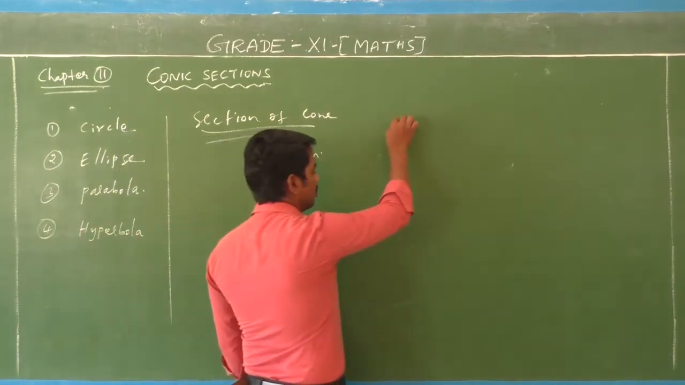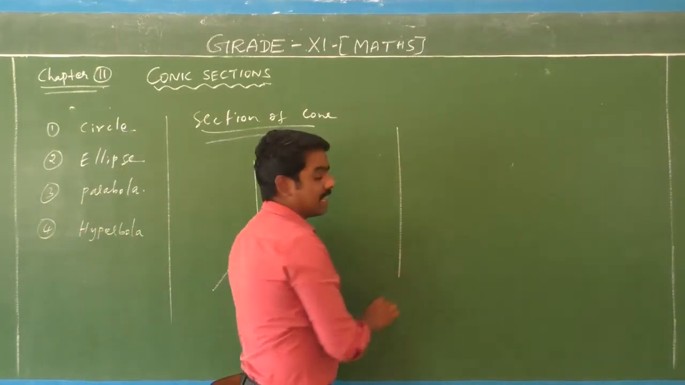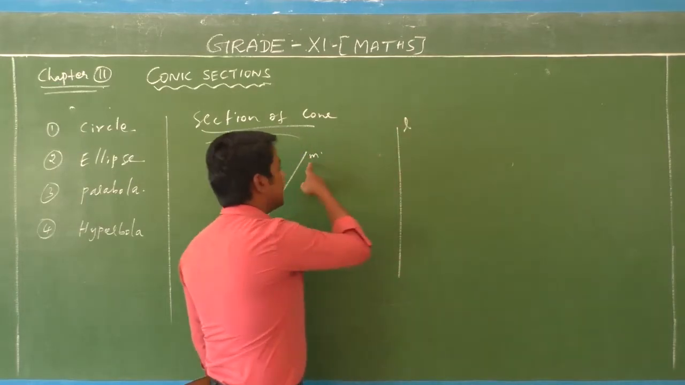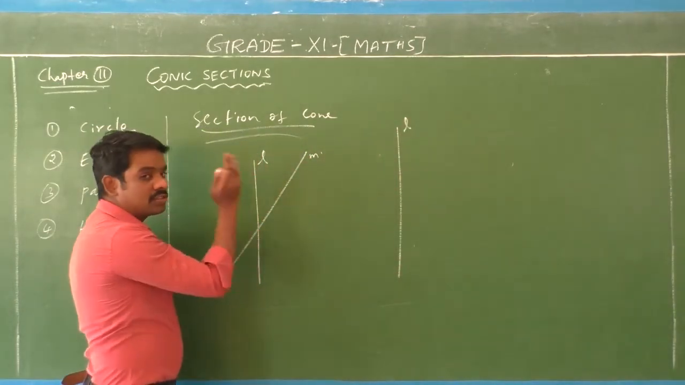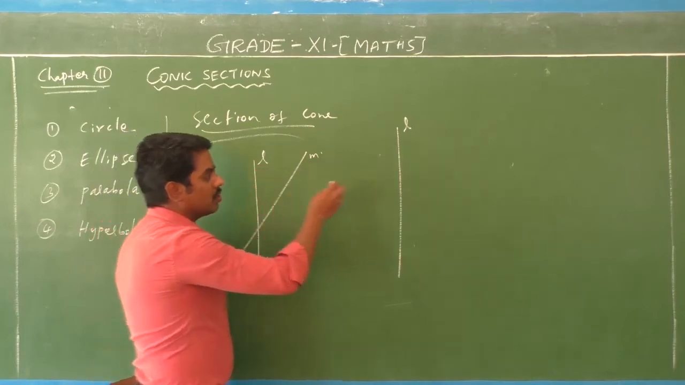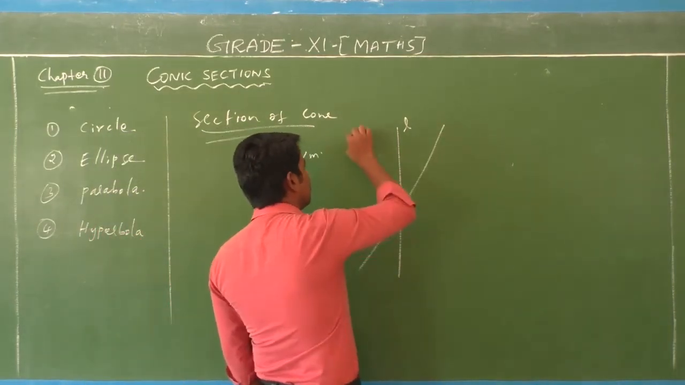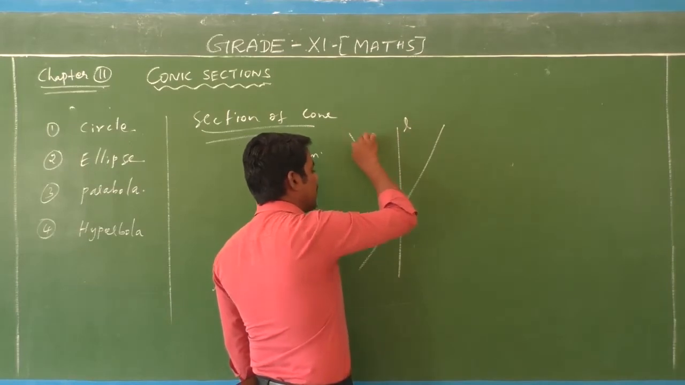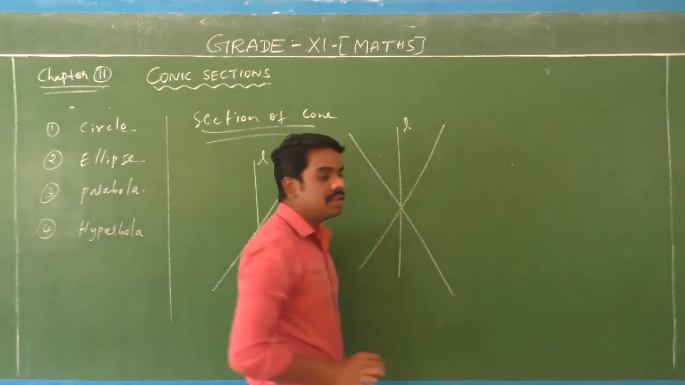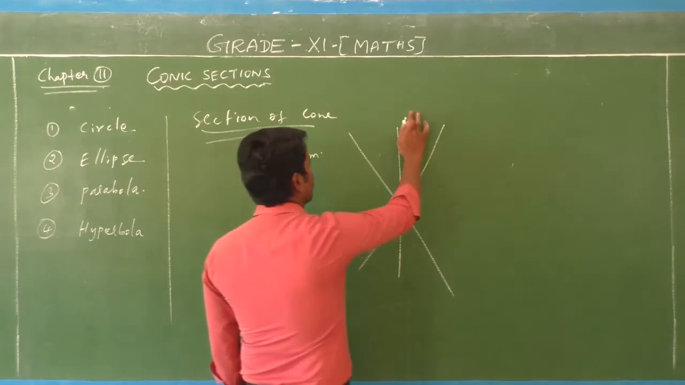This is the fixed line L. This line M is rotated about this line L. So they have the double napped right circular cone. Double napped right circular cone. This is a cone.